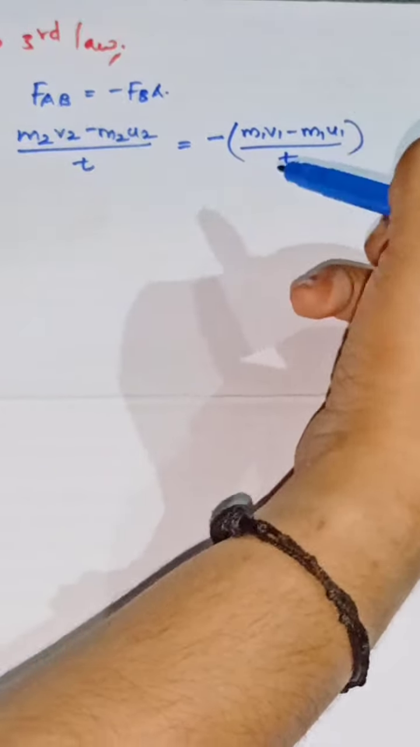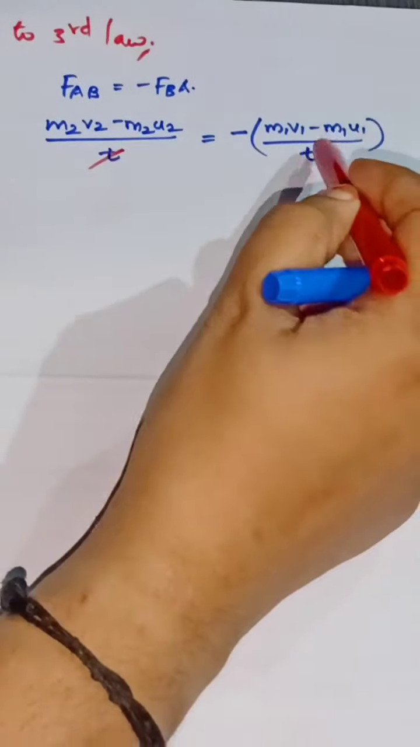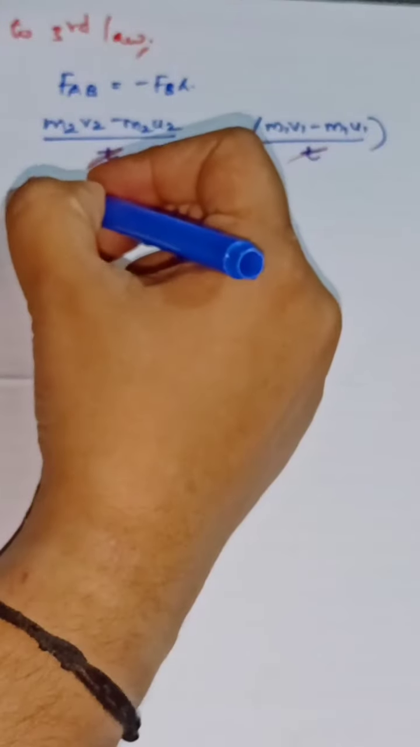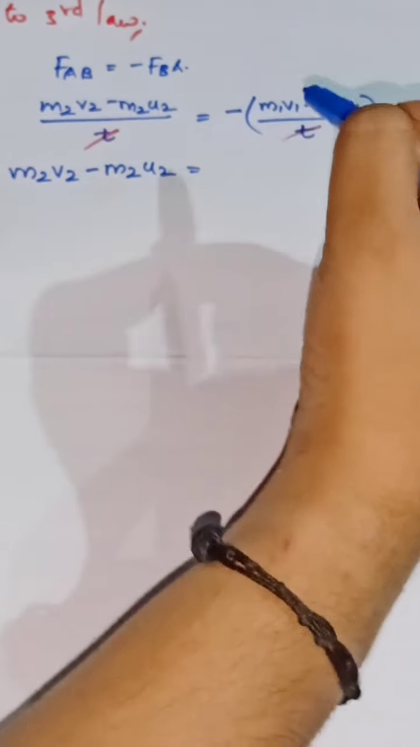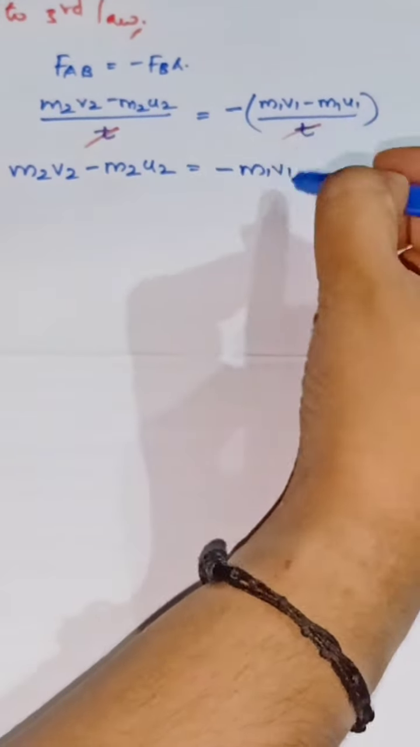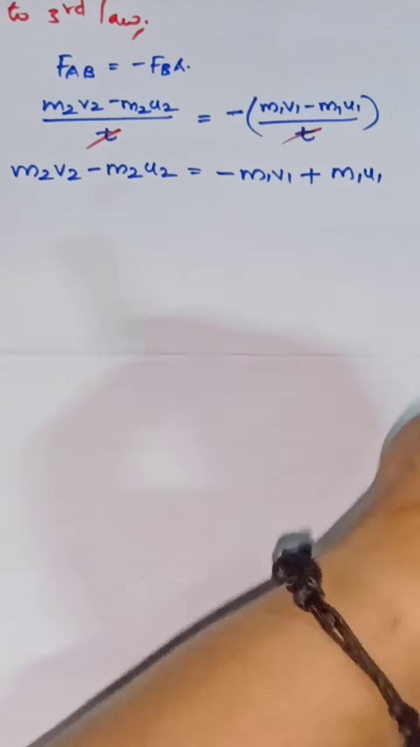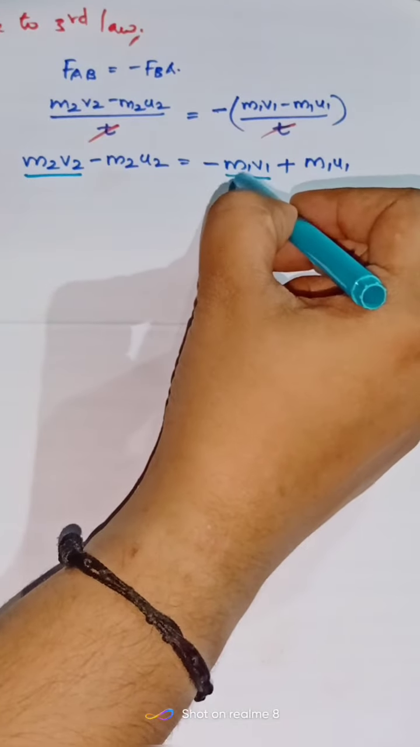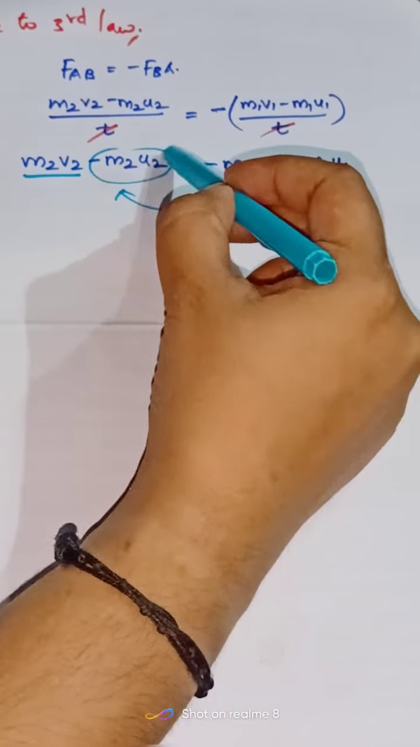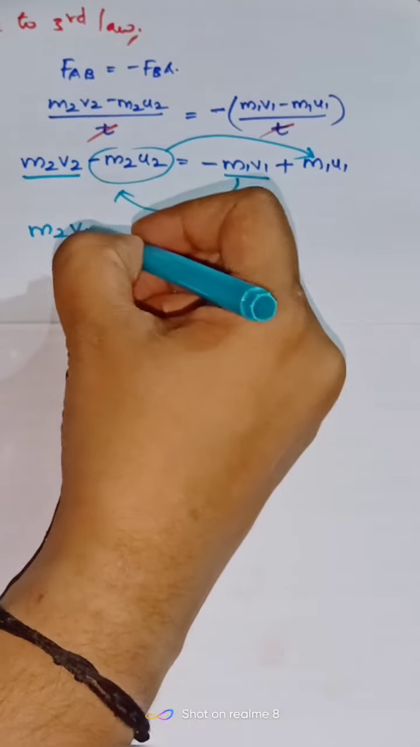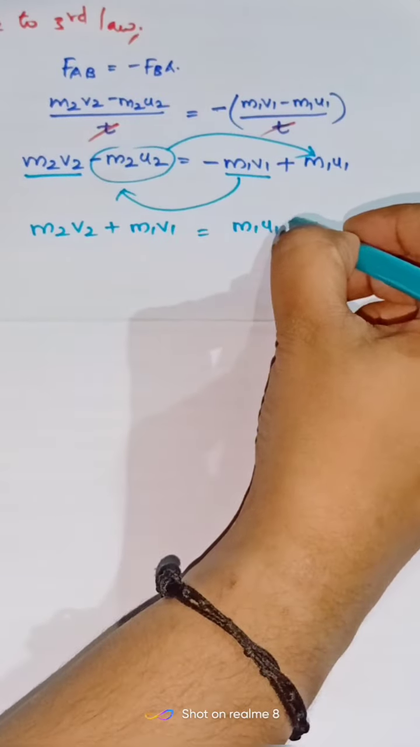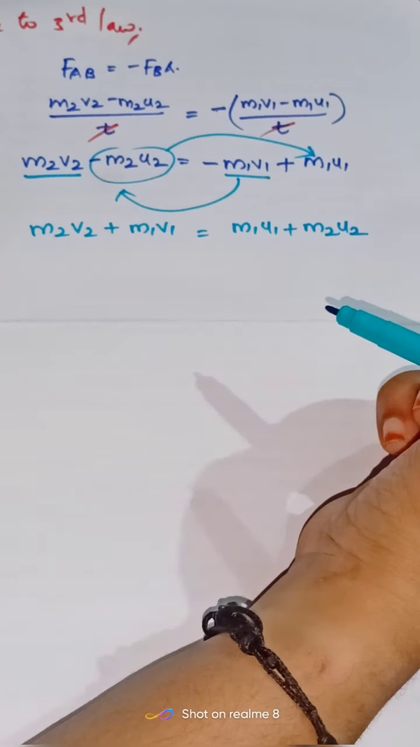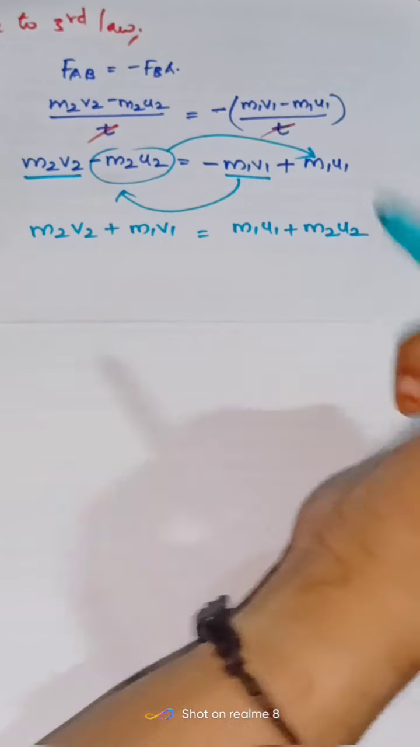Now let's cancel the quantity t on both sides of the equation and let's open the bracket. So we will have m2 v2 minus m2 u2 is equal to minus m1 v1 plus m1 u1. Now let's take the similar quantities towards each side of the equation. So m1 v1 will come to the LHS of the equation and m2 u2 will go to the RHS of the equation. And when they move from LHS to RHS, there will be a change in the sign. So m2 v2 plus m1 v1 is equal to m1 u1 plus m2 u2.